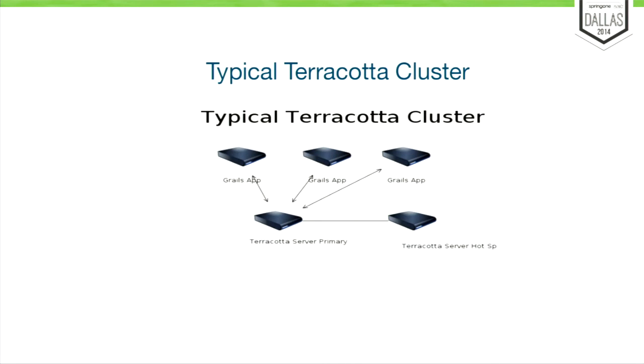So here's your typical Terracotta cluster of servers. You got your Grails apps, very traditional application structure here, and then you've got a primary Terracotta server and then a hot spare. So these guys all share the same configuration file. So if this guy goes down here, they'll all know to go over here, and they'll become the primary. And then whenever you fix this guy, he'll go back as a passive hot spare again. And then if something happens again, they'll flip-flop between each other. So they need to be identical types of machines.